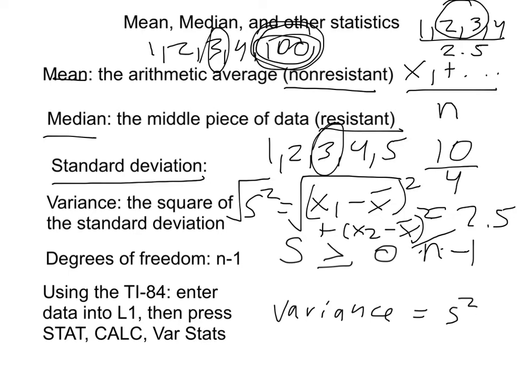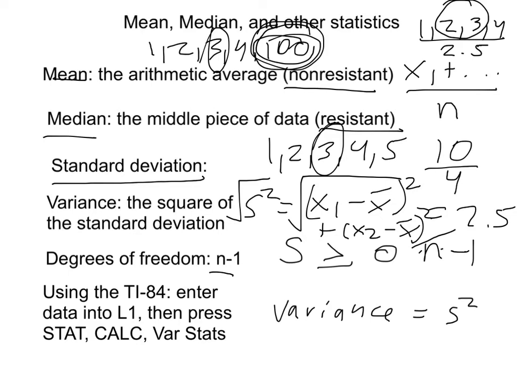And then now we have degrees of freedom. You're going to use this more later on when you do chi-square tests and t-tests, but for now, degrees of freedom is n minus 1, so that's your number of observations, and then you're going to subtract 1 from that.